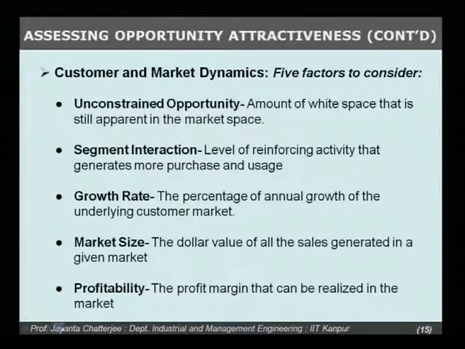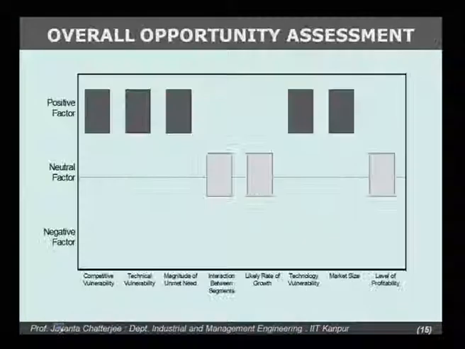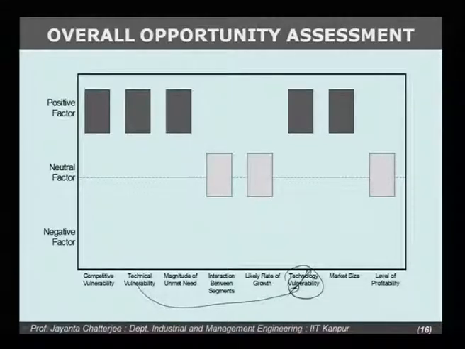And you can then summarize these and apply them to a diagram to compare the different alternatives. So, competitive vulnerability, technical vulnerability, magnitude of unmet need, interaction between segments, likely rate of growth, well, these two are almost the same, so maybe we can just take one of them, market size, level of profitability, and based on that you can position and analyze each one of the opportunities, the B1, B2, B3.